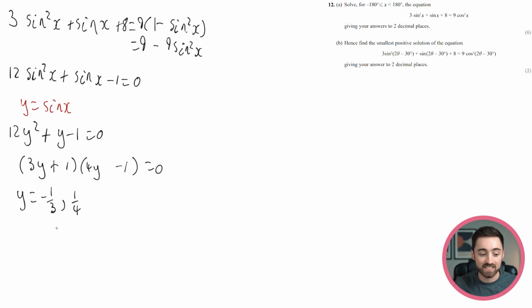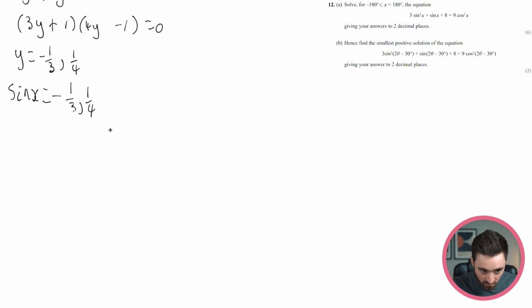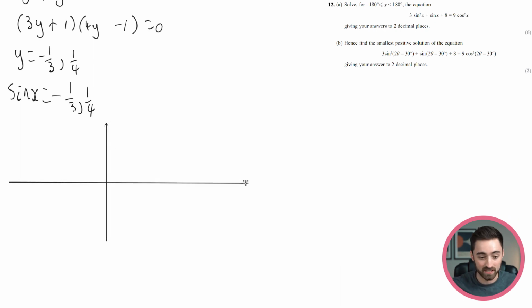In other words, sine x equals minus a third or a quarter. You don't have to do the y, you can literally just write sine x instead. I just did it to really show you that this can be a quadratic. Okay, so in this case, I've done the meat of this now, but I do still need to get all the solutions. So I'm going to draw the sine graph. I'm not a fan of the cast diagrams. If you are, that's completely fine. I just don't seem to get on with them.